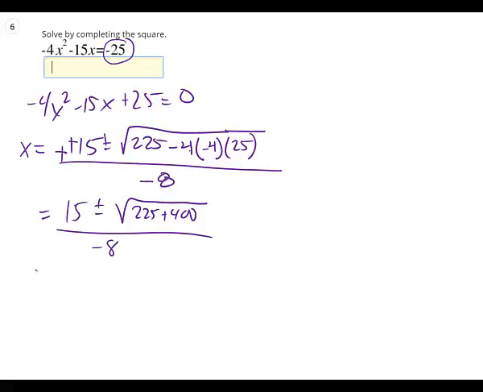All right, so what's 225 plus 400? 625. All right. Oh, you can't see any of my square numbers right now, can you? What's the square root of 625? Use your calculator.